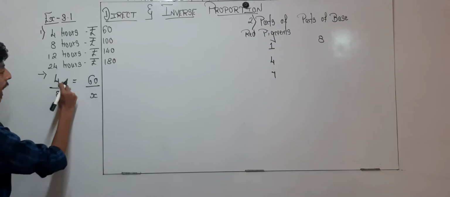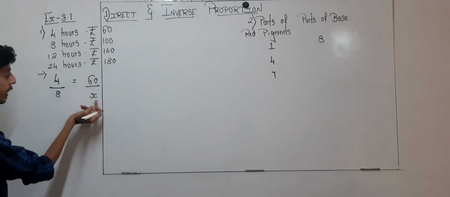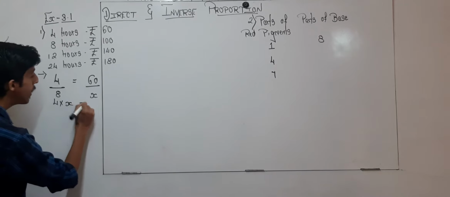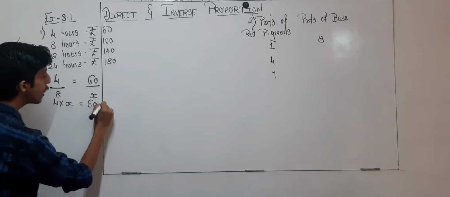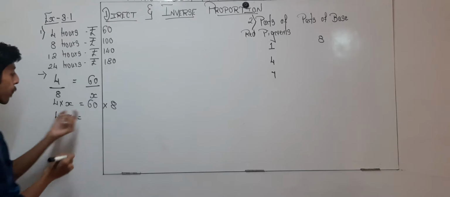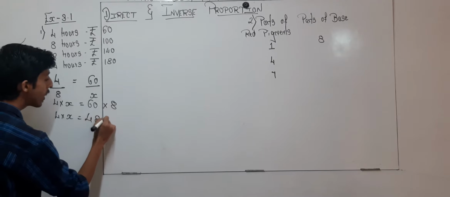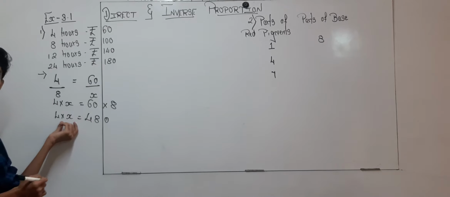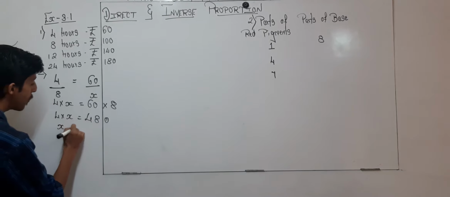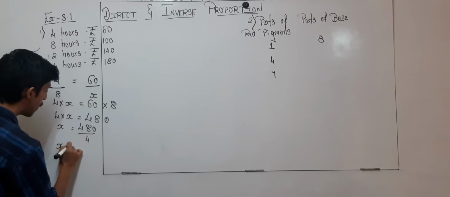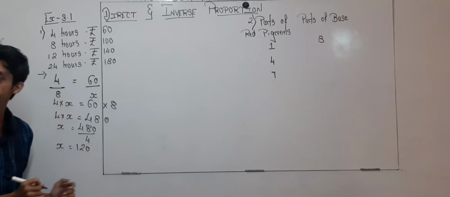So in direct proportion, we cross multiply, since the equal sign is there. It will be 4 into x, which will be equal to 60 multiplied by 8. Now 4x, and 60 into 8: 6 8s are 48, so 480. Now I want to find the value of x, so x will be equal to 480 upon 4. The x will be equal to 120.